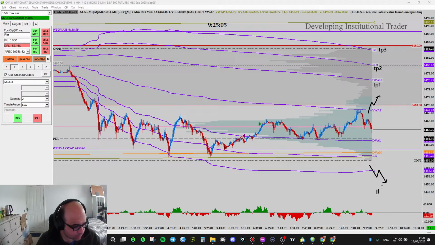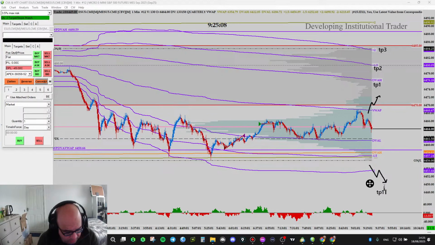TP1 at 64.35, and maybe a TP2 at 64.31, and then maybe a TP3. We'll see how it goes. Is that the weekly previous low at 64.29, something like that.